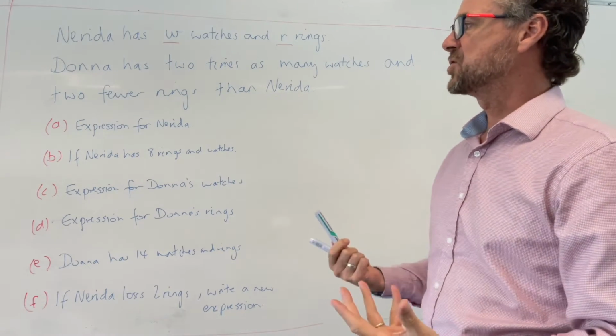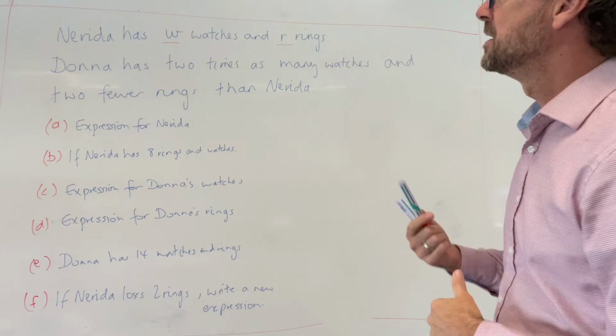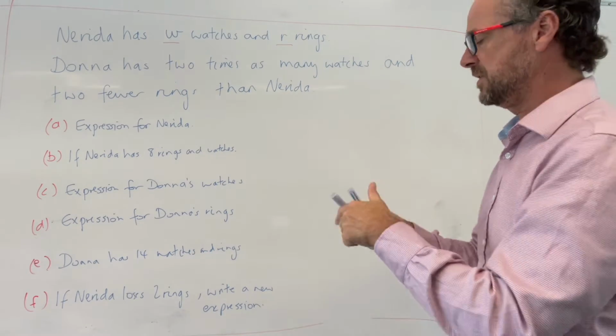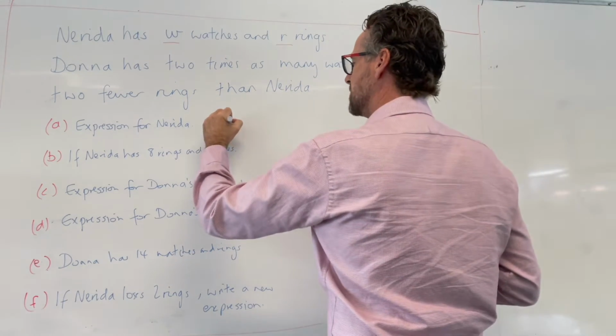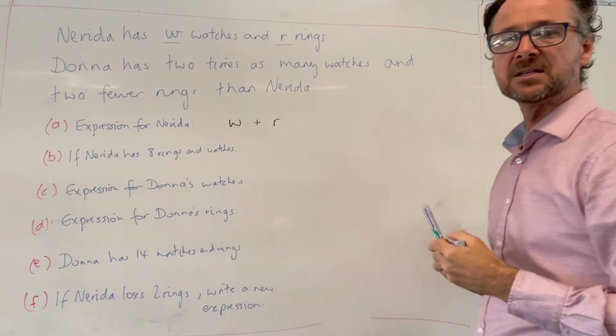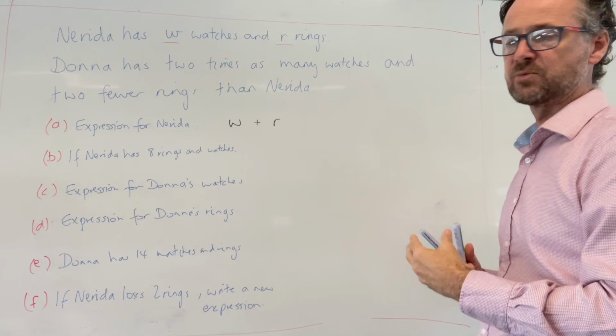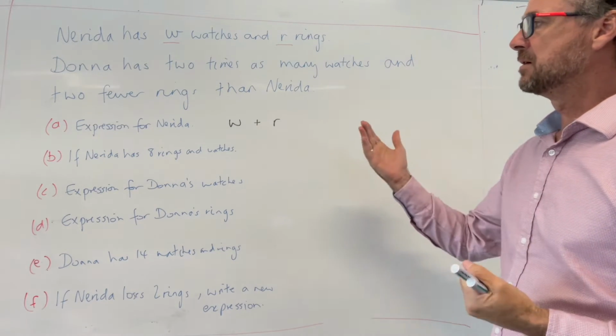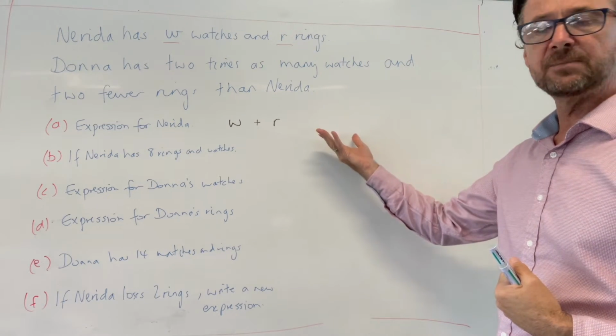We want to write an expression for Nerida, okay? So we want to show that she has W watches and, so plus, R rings, okay? So W plus R, her watches plus her rings, give her her total, okay? Now, it's an expression, so there's no equal sign.